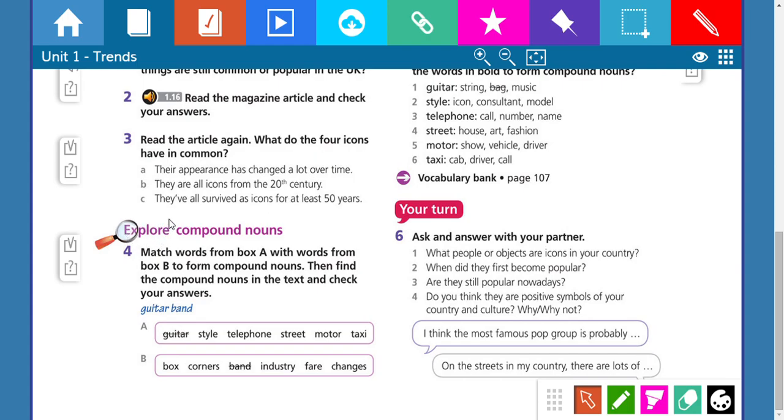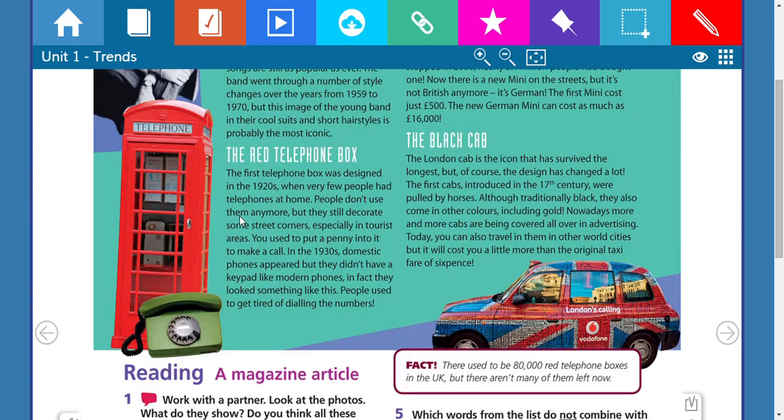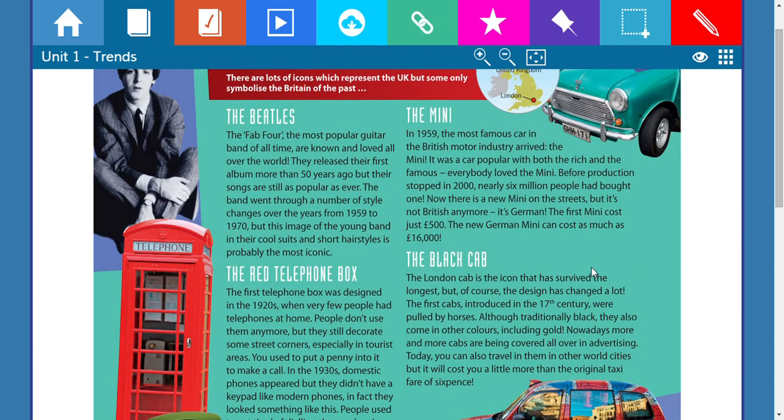Here I have an activity. Explore common compound nouns. So we're going to see compound nouns in the next video. So my advice for you is to practice this reading because we are going to work with it.